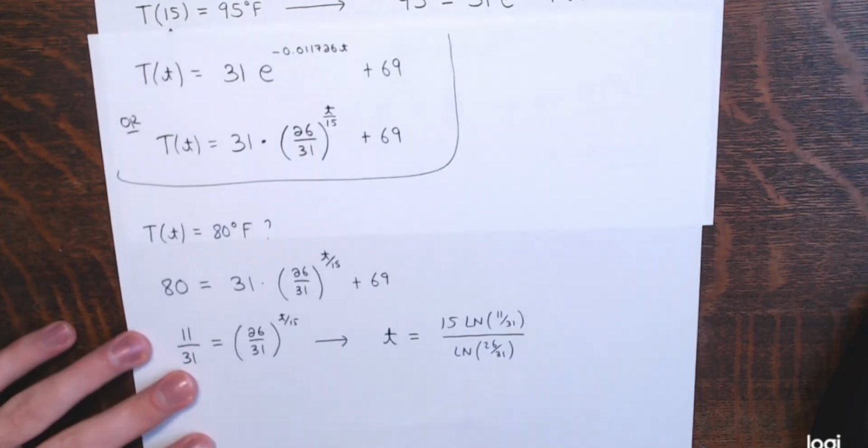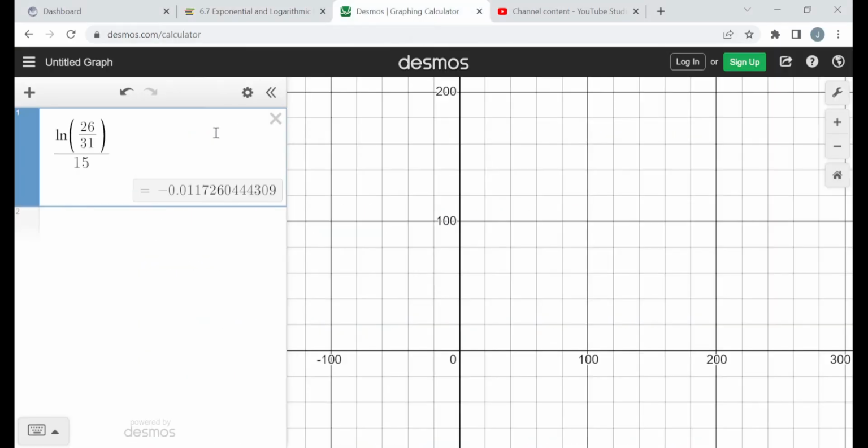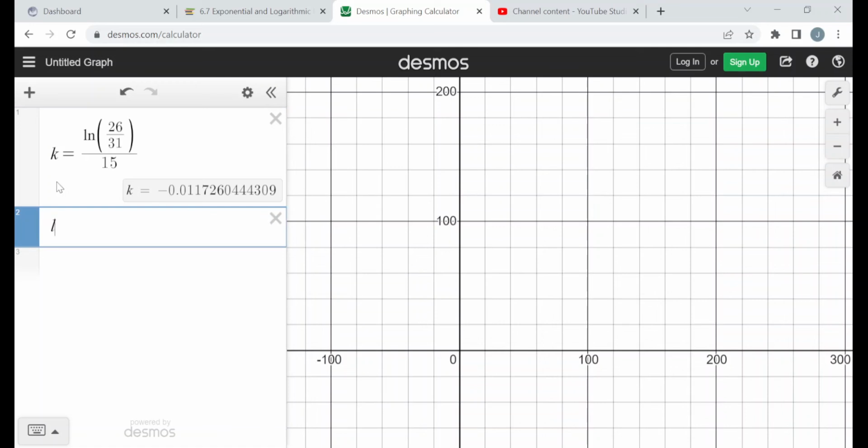And they ask us to round this to the nearest minute. So back on the calculator. You know what, I'm just going to call this k. This was the value of k, as k equals. And then the next one, I'm just doing natural log of 11/31 divided by k. So 88 minutes, if you're rounding to the nearest minute. So an hour and 28 minutes, a little less than an hour and a half, you'd have to wait for the soup to cool to 80 degrees.